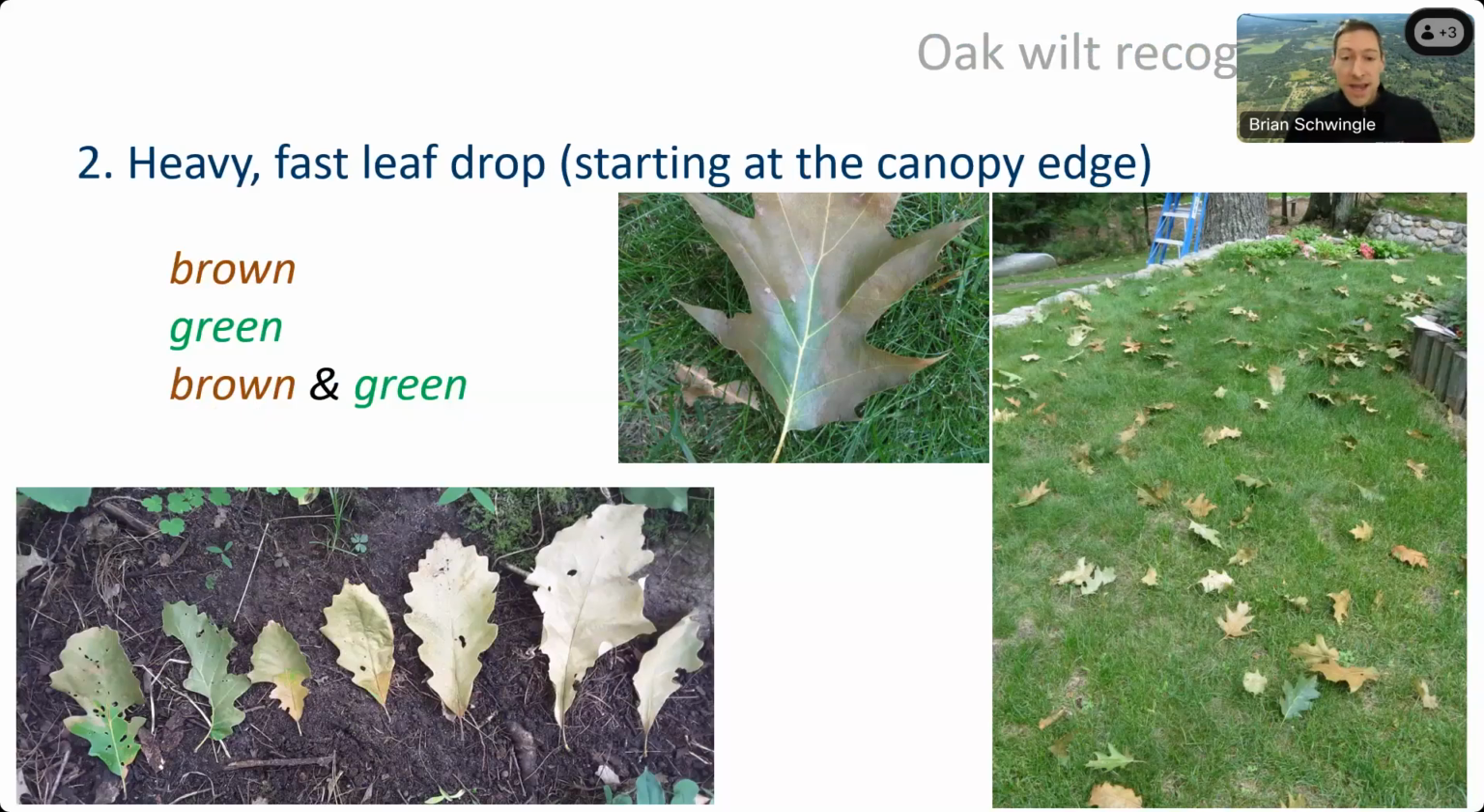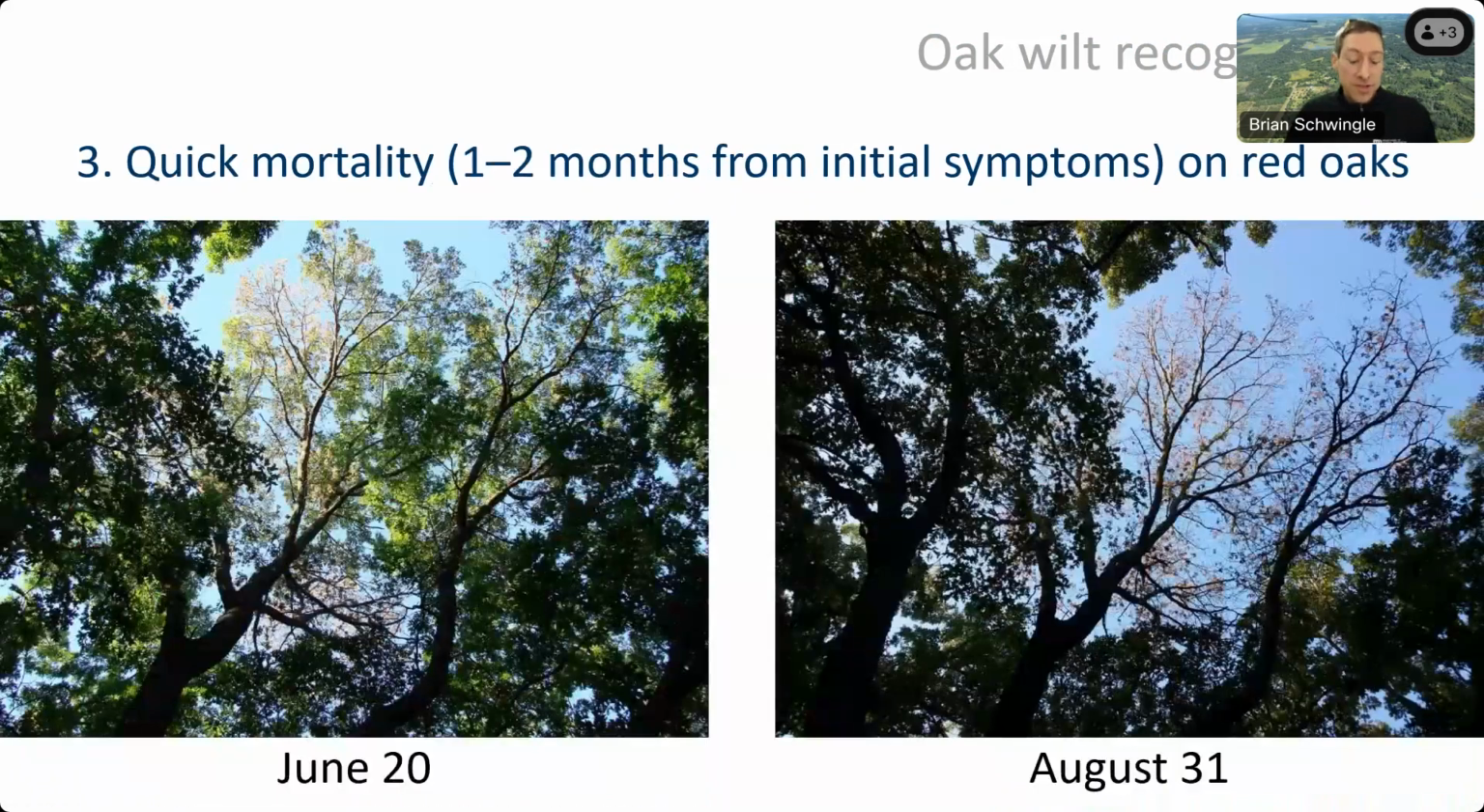And the leaves that fall on the ground are going to be a combination. Some leaves will be totally green, and a lot of the leaves will have kind of a bronzed margin or edge, with the middle portion remaining green, and then some of the leaves that fall on the ground will be totally brown or tan almost. On red oaks, death occurs very rapidly. Once symptoms start, you can get death in 1 month on a red oak.